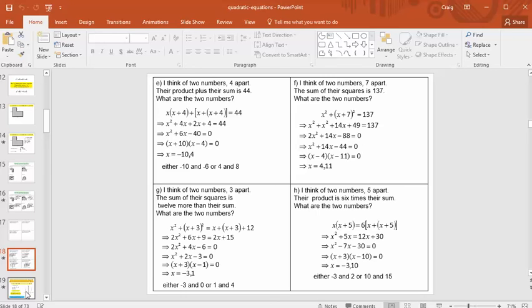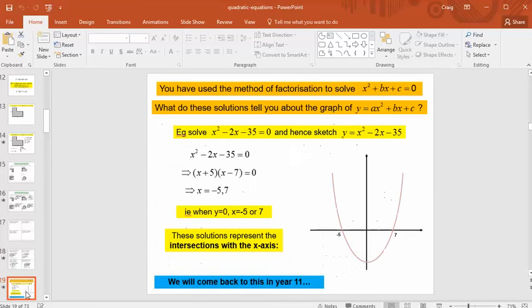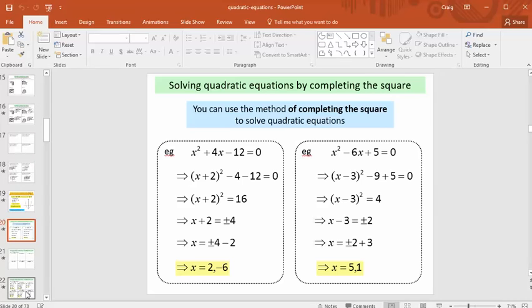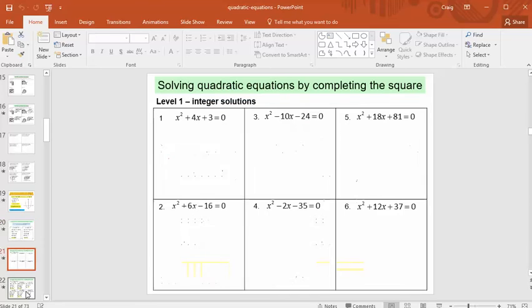And look at these, every single one has beautifully worked solutions, so it just runs itself. So that's all about factorising, and then we relate it back to the graph. Now we go on to completing the square, and it's the same thing. Look at this. We get nice, simple worked examples for the students to copy down and kind of work together through on the board.